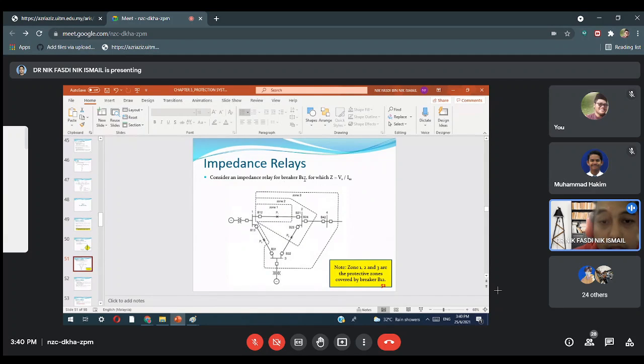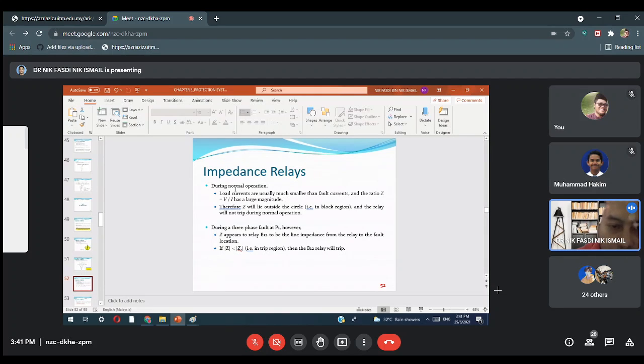Consider an impedance relay for breaker B12. This is the B12 breaker, for which the impedance is V1 over IL2. We consider a fault at this location. There are P1, P3, P2. Zones 1, 2, 3 are the protective zones covered by breaker B12. Actually, for the impedance relay we set the impedance reach at what values? 80%, 120%. Let me explain here.